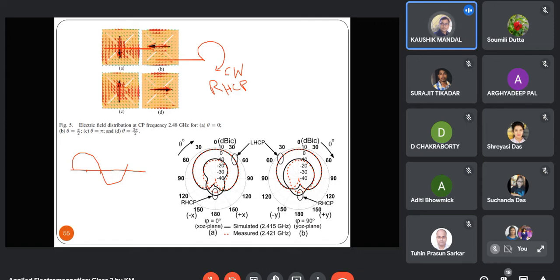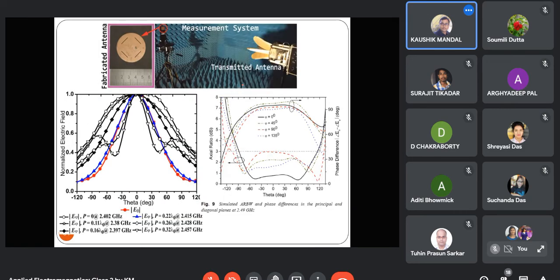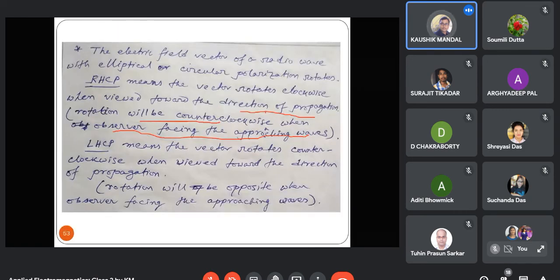If you go through any books, you will see that particular one, whatever I have mentioned in this particular point. The same wave, the sense of polarization cannot be changed depending on the position of the observer. RHCP remains RHCP, whether you are observing from the left side, the front side or the back side.